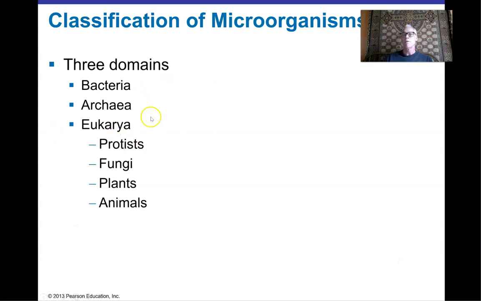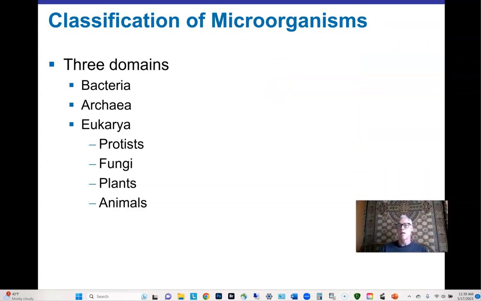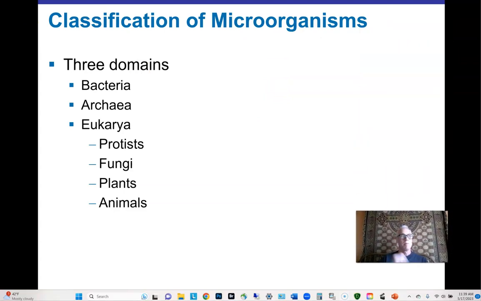So more about classification. Carolus Linnaeus, we saw, gave us a naming scheme to identify specific microorganisms. All microorganisms, all living things for that matter, can be classified into 3 domains. Carl Woese, W-O-E-S-E, is the person credited with developing this 3-domain system of classification of microorganisms, as well as all plants and animals.